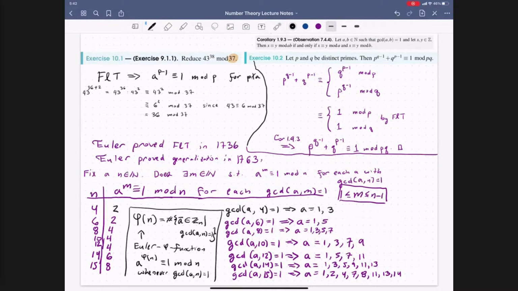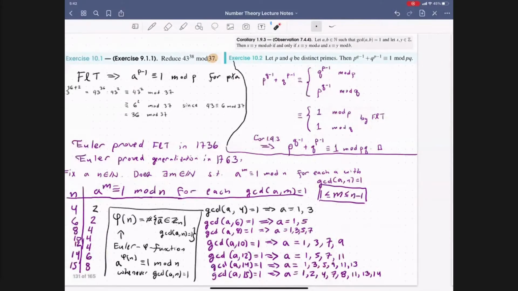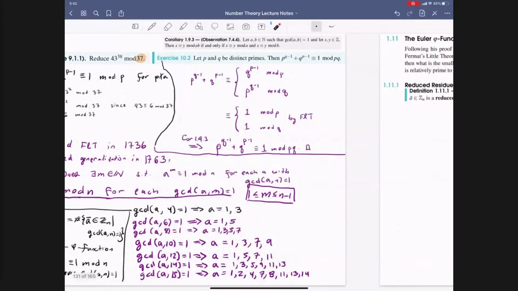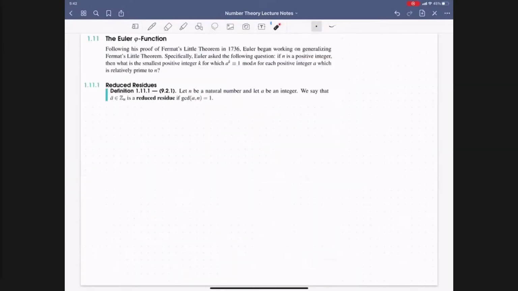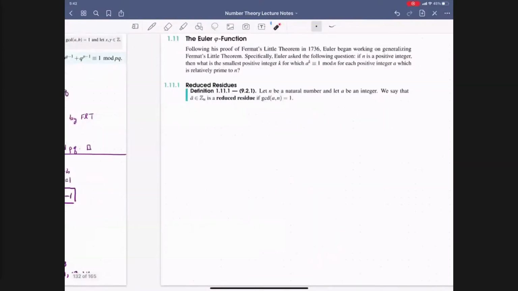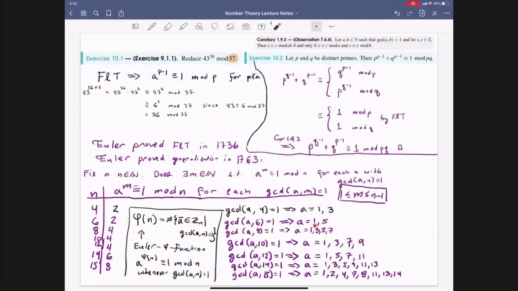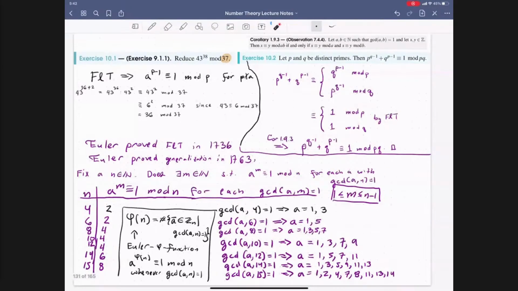So the first thing we want to do is develop the language for stating phi of n. And we're going to go ahead and give a new name to something we've already been discussing. Those numbers relatively prime to n. So far we haven't assigned them a name. We just call them the numbers relatively prime. 1 and 5, 1, 3, 5, 7. We're going to go ahead and now call those reduced residues.